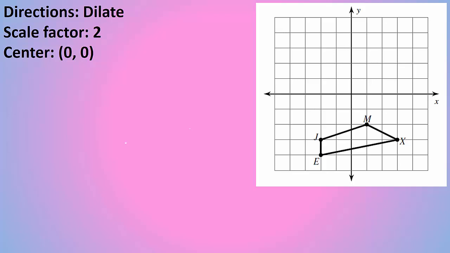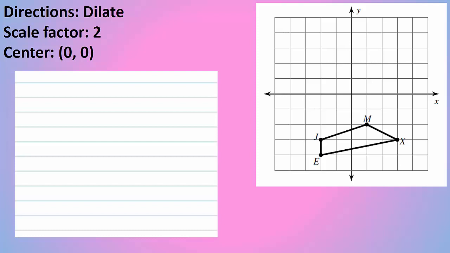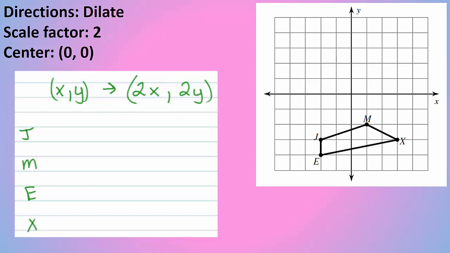So the first thing I will need to do is provide my scale factor, my rule. (x, y) transforms by a scale factor of 2, so my new ordered pair will be at (2x, 2y). Again, I want to label my coordinates, so we'll have J, M, E, X. J is found at (-2, -3).